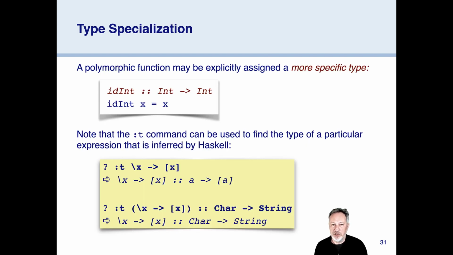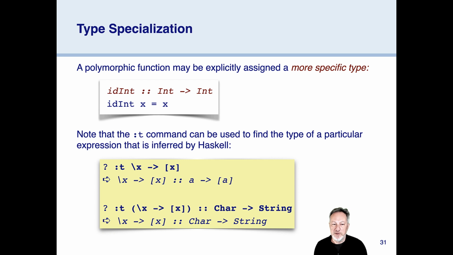You can also specialize types. So any polymorphic function can be explicitly assigned a more specific type. Let's look at the identity function, which takes a value x and returns x. That's obviously of type a arrow a, where a could be anything. But if we explicitly state that we want id int to be a function from ints to ints, then Haskell will accept that and refuse to let us apply it to anything which is not an int.